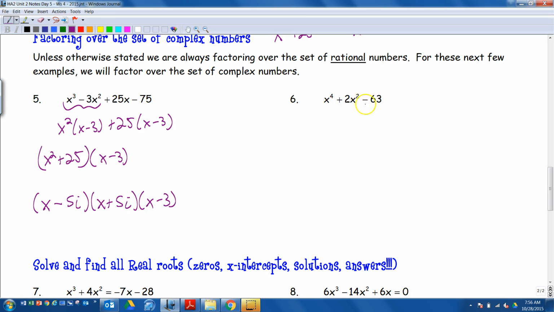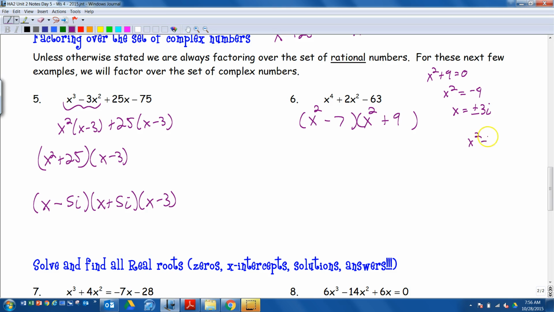Number 6 is one of those ones where it's like factoring the old way, except there's an x to the 4th. So the only thing that's different is these are both x squareds instead. Okay, so you need two numbers that multiply to negative 63 that add to 2. That would be positive 9 and negative 7. Alright, so let's think about what these would be if we solve them. You get plus or minus 3i, so that would break down into that.